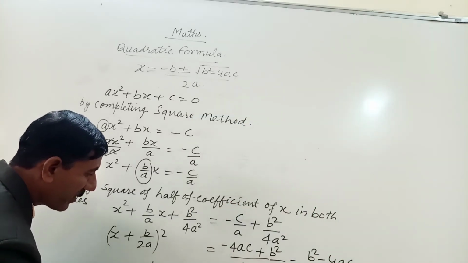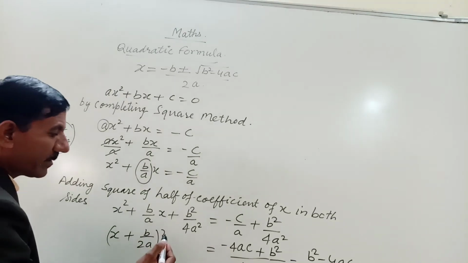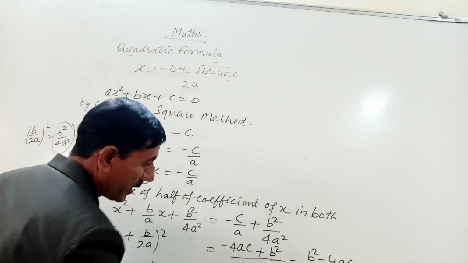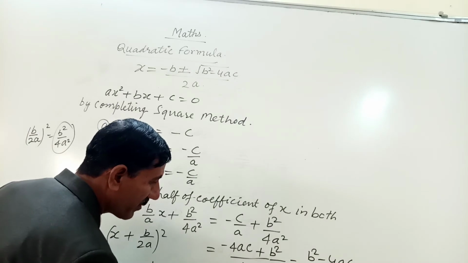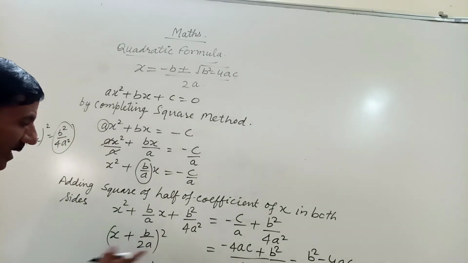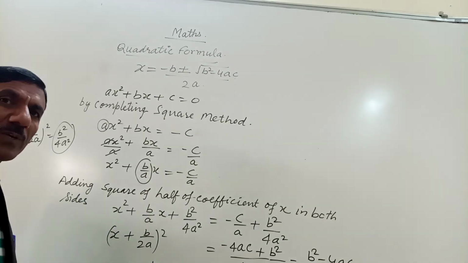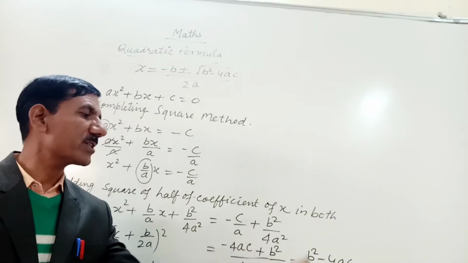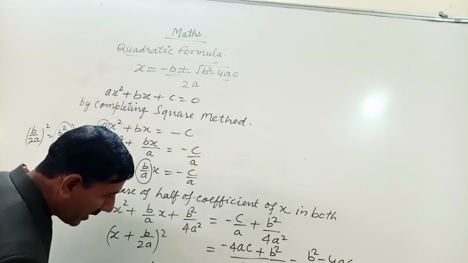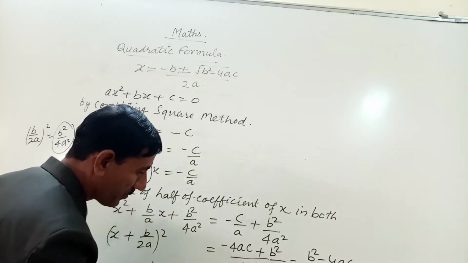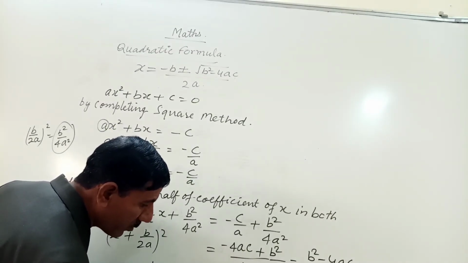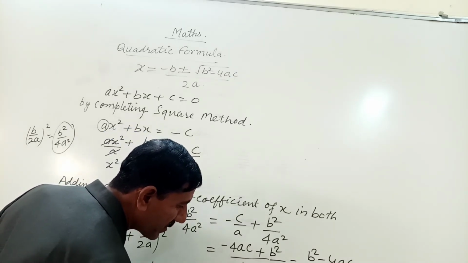Now x plus b upon 2a is equal to, taking the square root on both sides, the square cancels, this will be equal to b square minus 4ac upon 4a square, because in the first line x plus b upon 2a has a square. When we remove the square, it becomes the square root, so x is equal to minus b upon 2a plus minus 1 upon, taking the square root of 4a square, it will be 2a, and root b square minus 4ac.